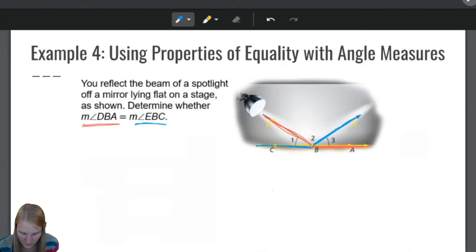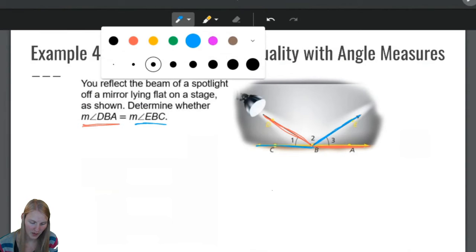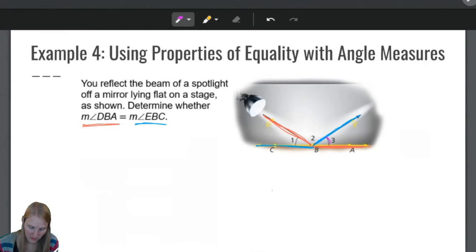EBC. Okay. Now, another thing I don't want you to forget about are these markings right here. Remember that means that these angles are congruent. So they're telling us in the picture that the angle the light bounces onto the mirror is the same as the angle the light bounces off of the mirror. So, these angles, the purple angles, are congruent, is what they're telling us.